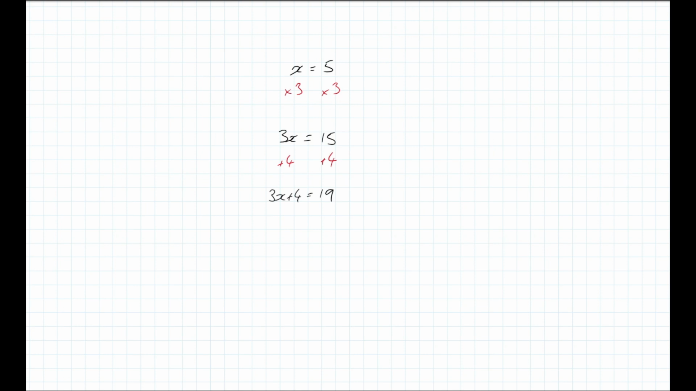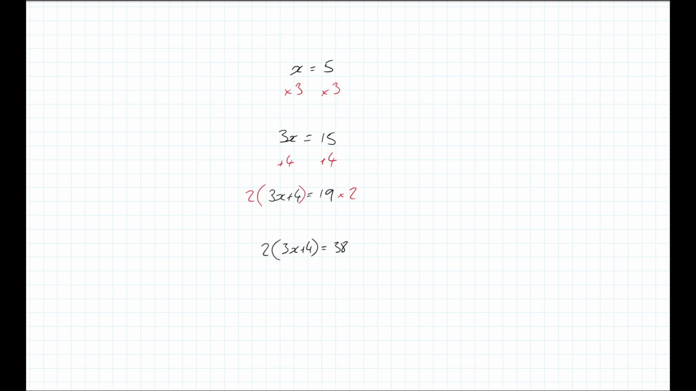Let's double both sides. So I'm going to double this entire side and double the right side. Now notice how I've put brackets around the left side. That's because I need to double the entire thing, not just part of it. So that's why the brackets are important there. So what I end up with is 2 bracket 3x plus 4 is equal to 38.